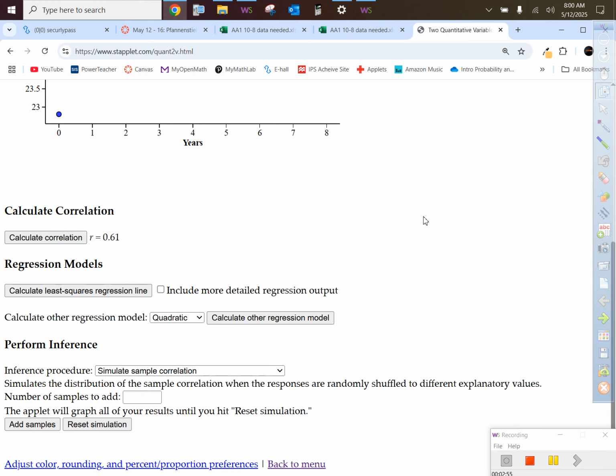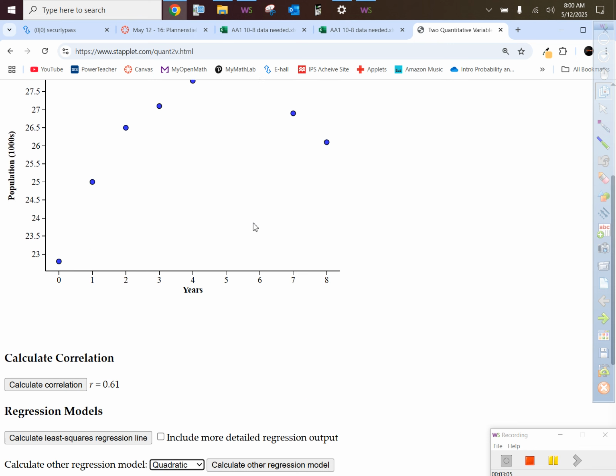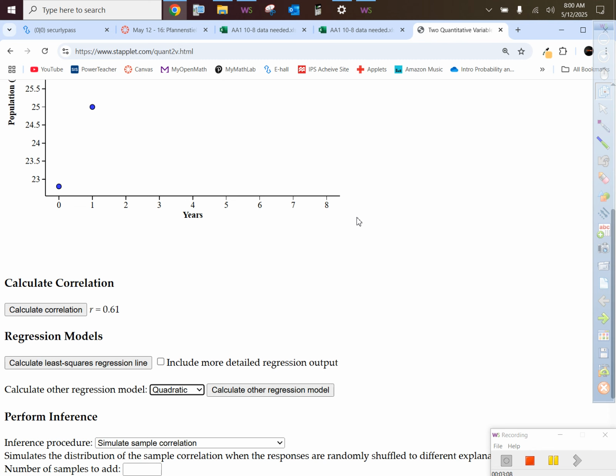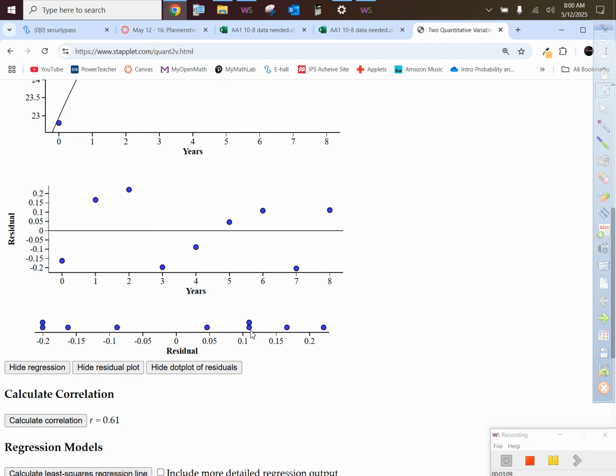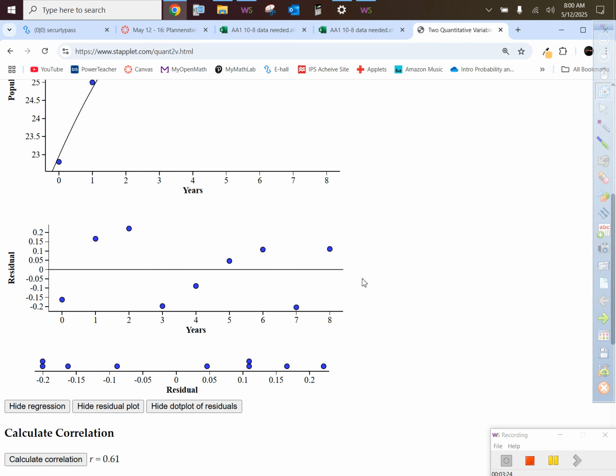So if we scroll down even further, it says calculate another regression model. We're going to calculate the other regression model. It's got a drop down of quadratic or exponential. I think this looks quadratic, you know, because it's going to make like a parabola in that case. So we have calculated the other regression model. And go look at that bad boy. How well does that parabola fit the data? Strong, moderate, or weak? That's pretty strong, right? You know, that's pretty good. The dots are really close to it.